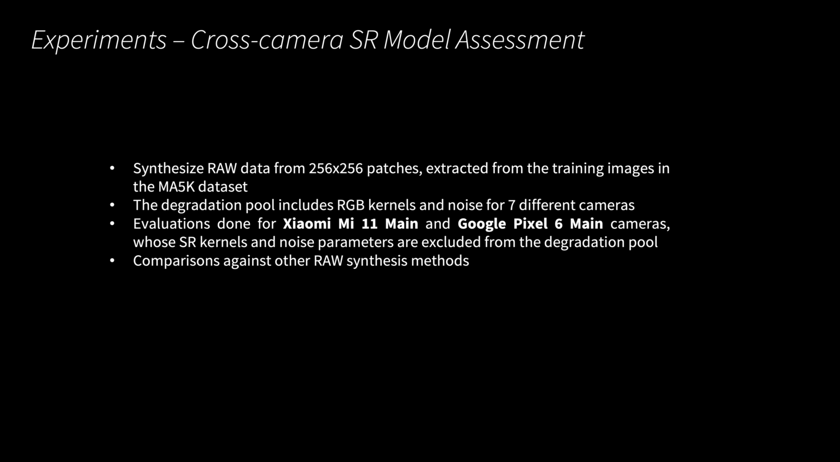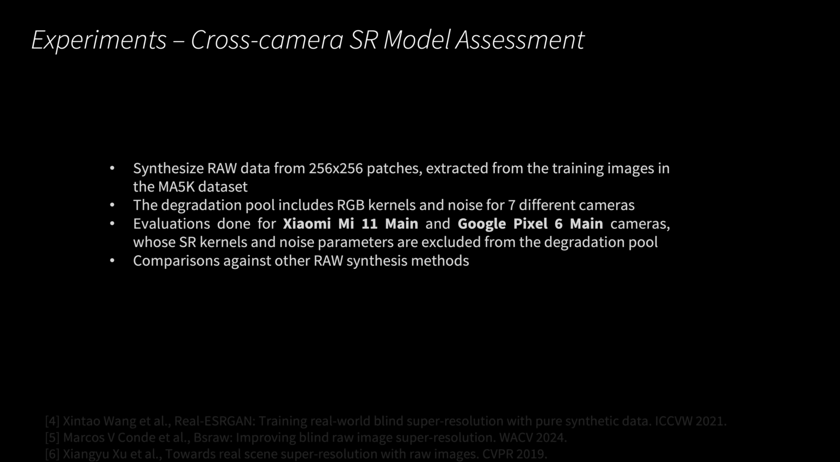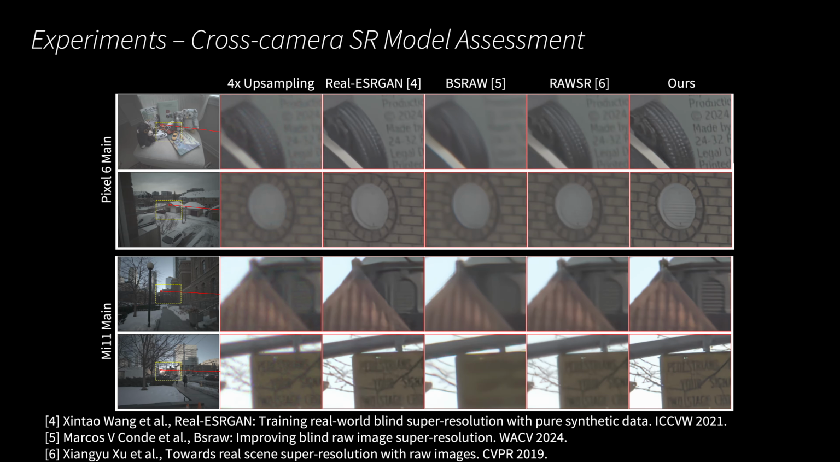We evaluate our model on raw images captured by a Xiaomi Mi11 camera and a Pixel 6 camera, whose superres kernels and noise models are excluded from the degradation pool during training data synthesis to mimic a blind superres case. This figure shows our degradation pool used for training the superres model helps restore more details and generates fewer artifacts compared to other baselines when tested on real data. Note that the 2 test camera degradations are not seen by any of the models during training.